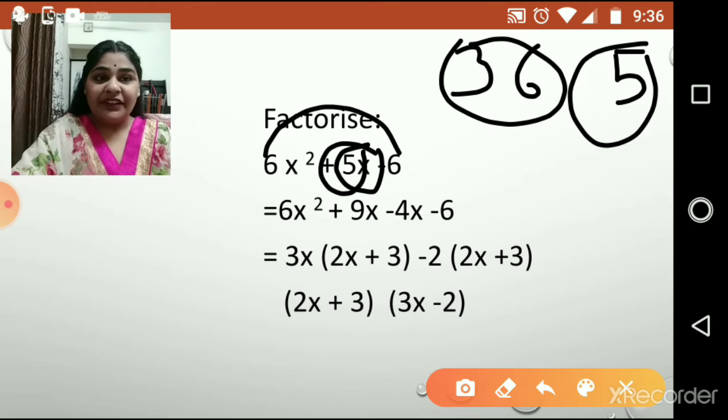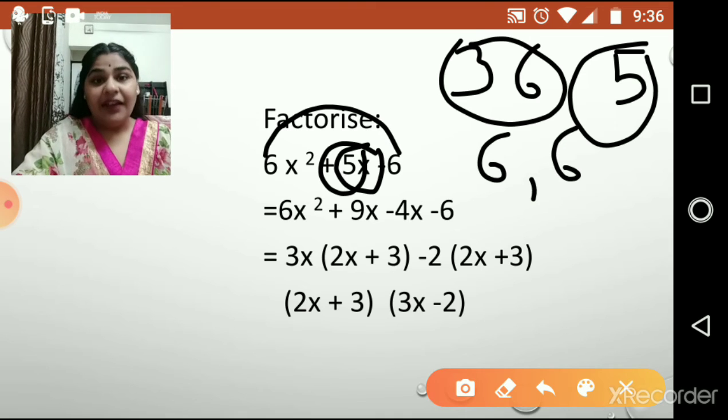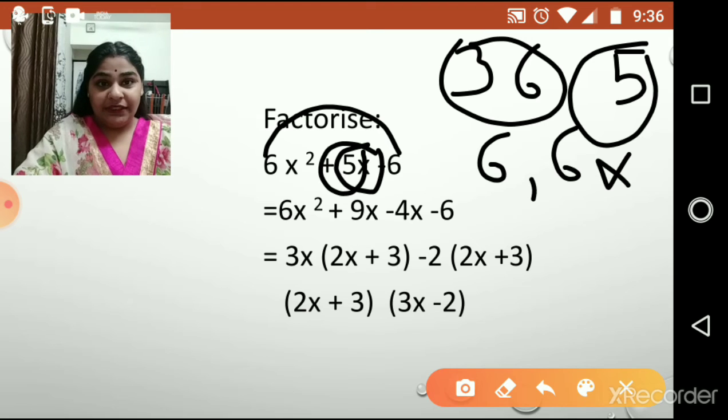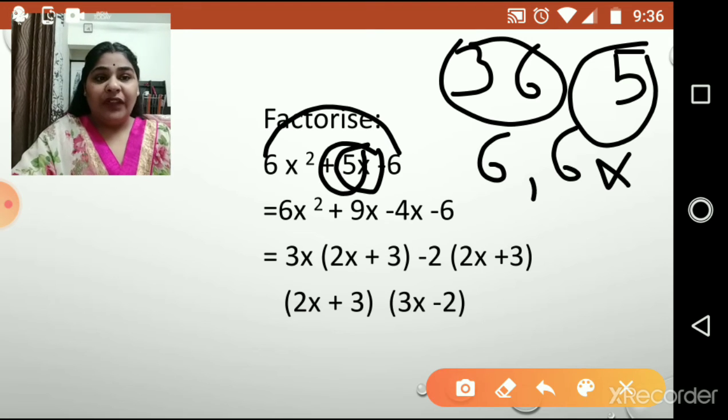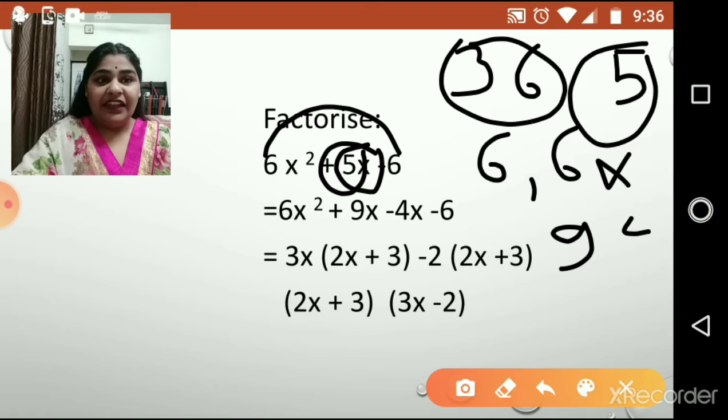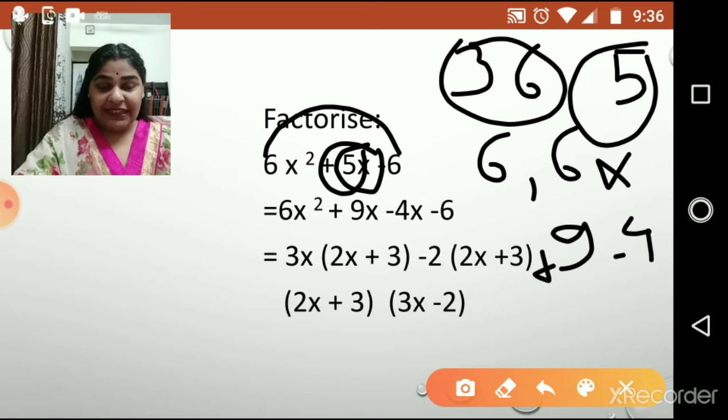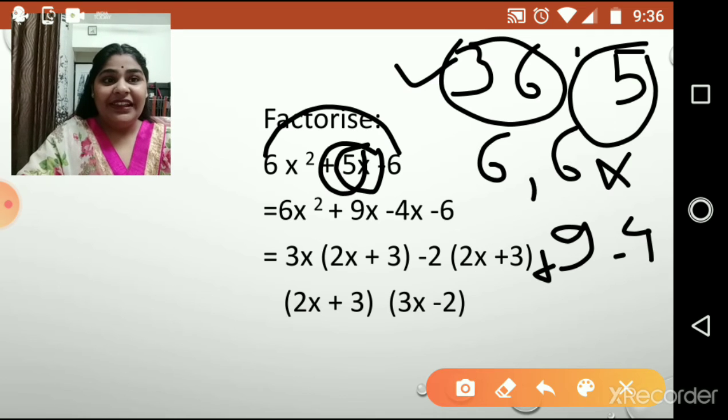So what are the factors, children? One pair I get is 6 and 6, that is 6 sixes are 36, but if I add or subtract 6 and 6, I will not get 5, right? So I will not take these as the factors. Now another one is 9 and 4, that is positive 9 and negative 4. 9 fours are 36 and 9 minus 4 is again 5. Now this satisfies the condition.